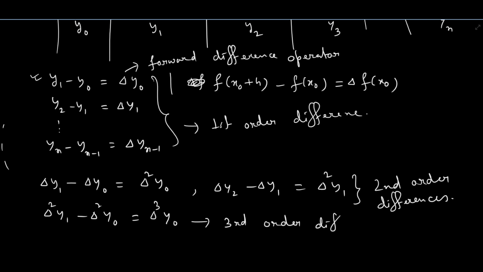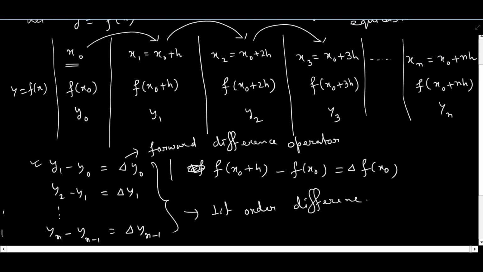Third order difference. So in the same way, we can find up to any number of order. Okay, delta 4, delta 5. So whatever up to what power we need, we can easily find it. Okay, so is it clear?